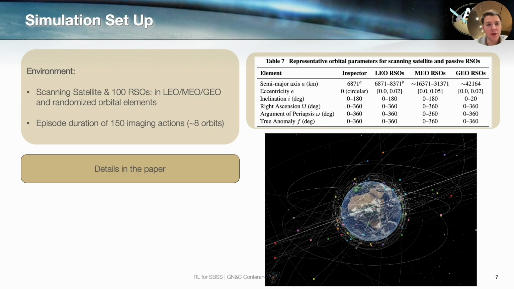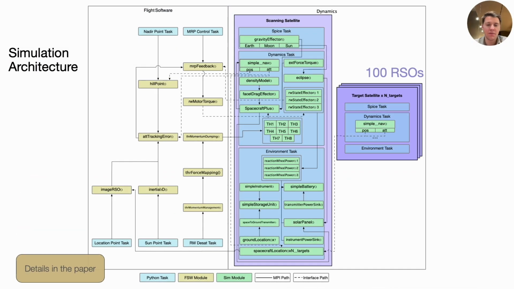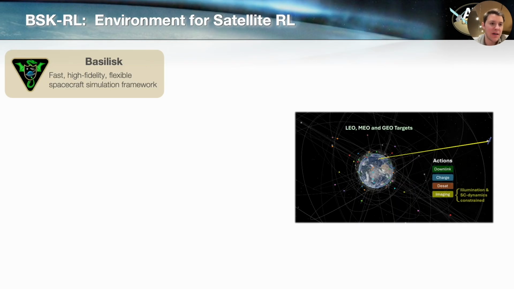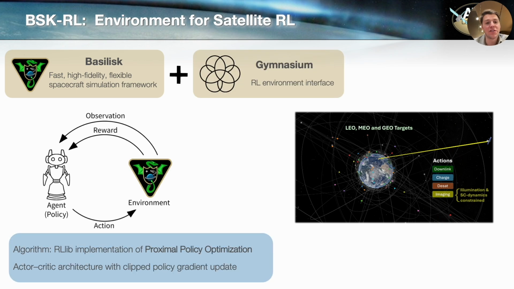Similarly, also the simulation architecture, showing exactly what type of control we're using with MRP feedback and how it's implemented, is shown in the paper, and I encourage you to look at those details for that. All this is being simulated in BSKRL, which has 2 fundamental layers. One is Basilisk, which serves as the fast and high fidelity flexible simulation framework, where we do a lot of our research. And we combine that with Gymnasium, which is our reinforcement learning environment interface.